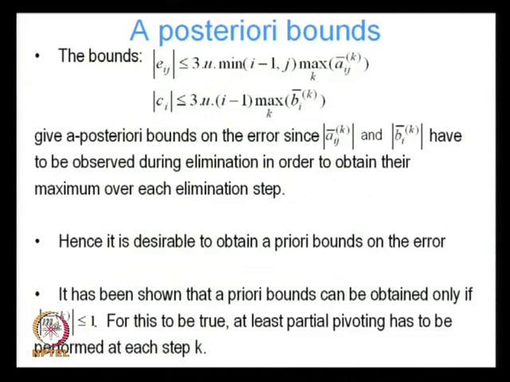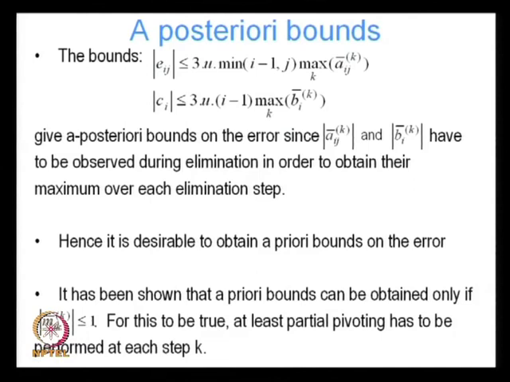It has been shown that a priori bounds can only be obtained if mod of m bar ikk is bounded. I will not go into the derivation for that, but let us take it for granted. There are references I have referred to in this course where you can find discussions on this. So, it can be shown that if mod of m bar ikk is always less than or equal to 1, then we can obtain a priori bounds.